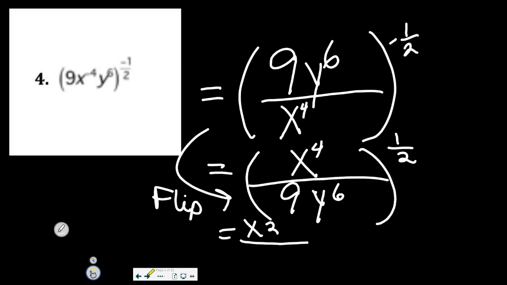What's 9 to the 1/2 power? 3. It's the square root. That little 2 is your root. Yep. So if you want to put it under a root, you could do that too, but 3. And then how about y to the 6th to the 1/2?